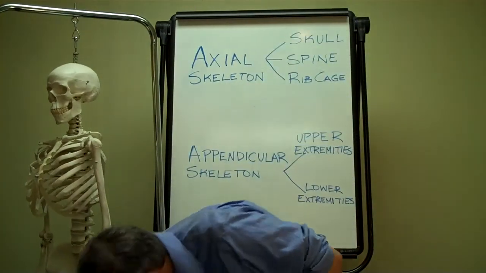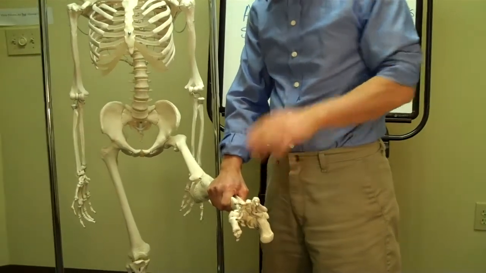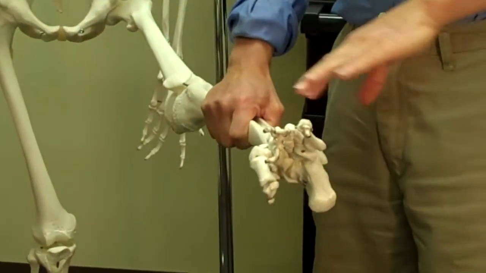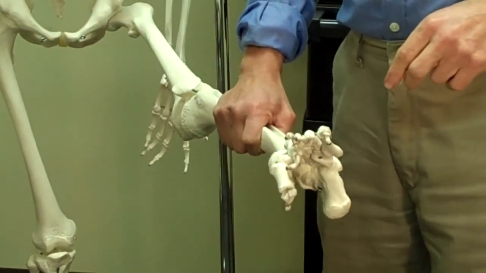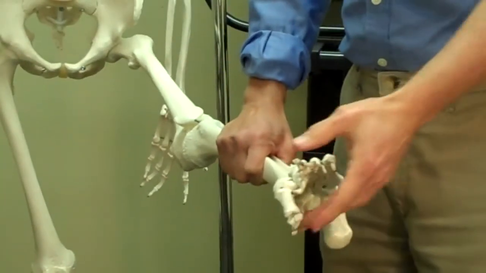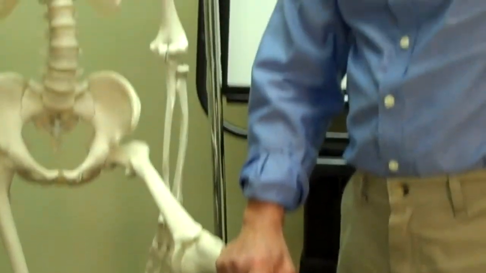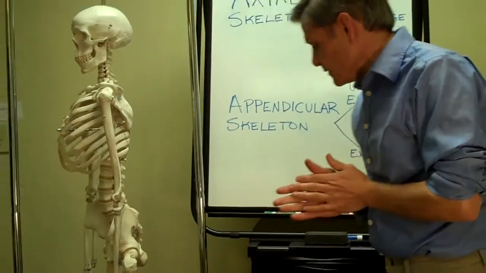Now, on the lower end, the leg bones are connected to the ankle bones. There are 7 ankle bones, and they're called tarsals. And then the ankle bones are connected to 5 foot bones, which are called metatarsals. And then the metatarsals are connected to the toe bones, which are called phalanges, just like on the hand. So that is the skeleton.